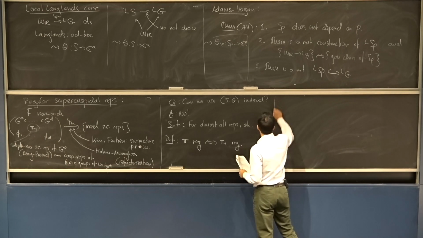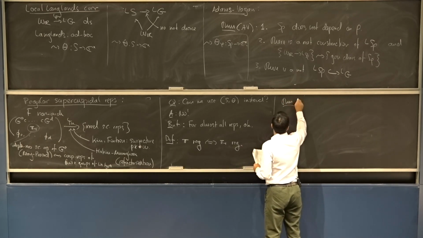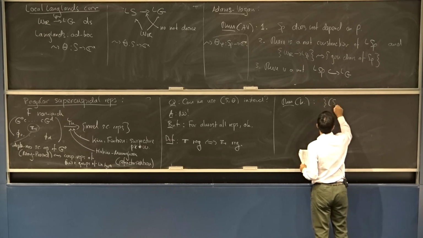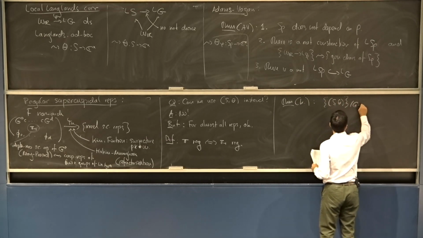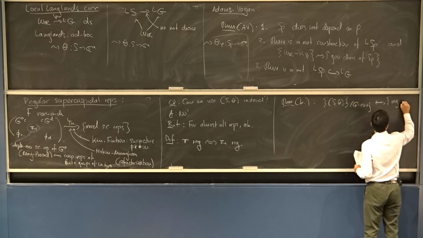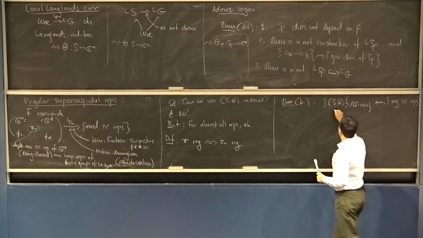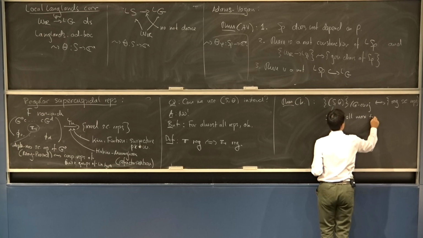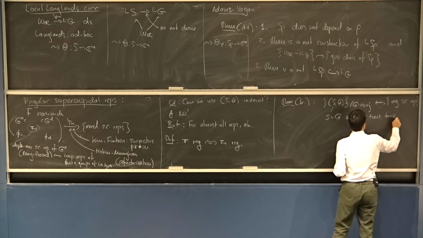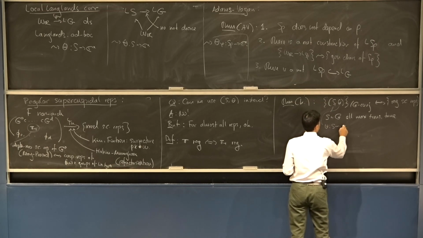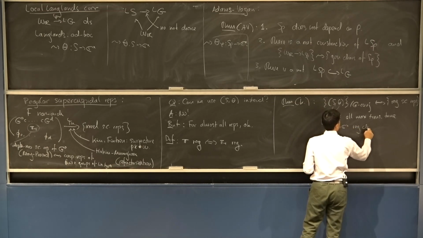So here is a theorem: we have a bijection between pairs S, theta up to G conjugation and regular supercuspidal representations. Now here this S is, as before, an elliptic maximal torus, in addition required to be tame, split over a tame extension. And this theta is a regular character.